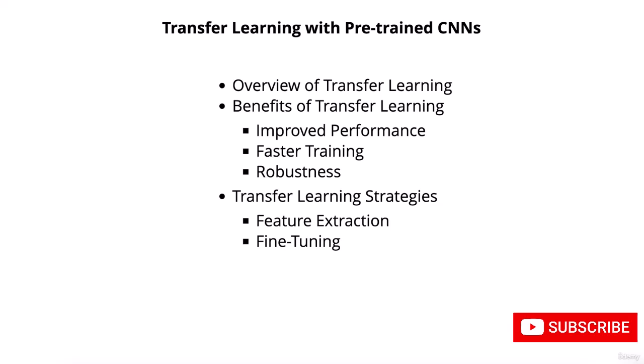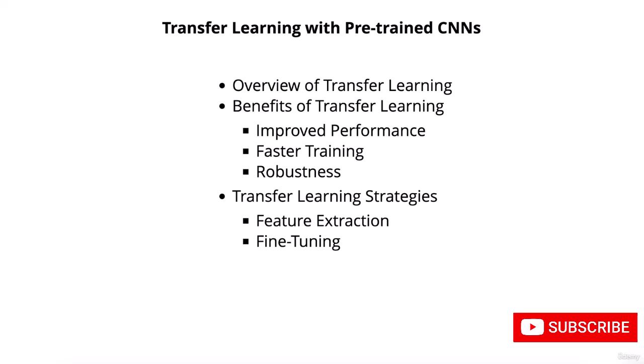Transfer learning with pre-trained CNNs. Transfer learning with pre-trained CNNs is a powerful technique that leverages knowledge learned from large datasets to improve the performance of models on tasks with limited data. In this approach, a pre-trained CNN model trained on a large dataset such as ImageNet is used as a feature extractor or as a starting point for training on a new dataset or specific task. Let's delve deeper into transfer learning with pre-trained CNNs.